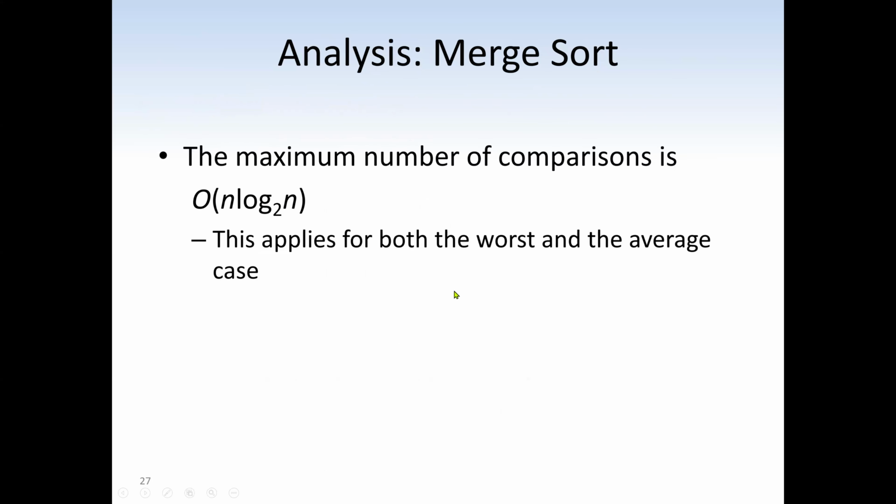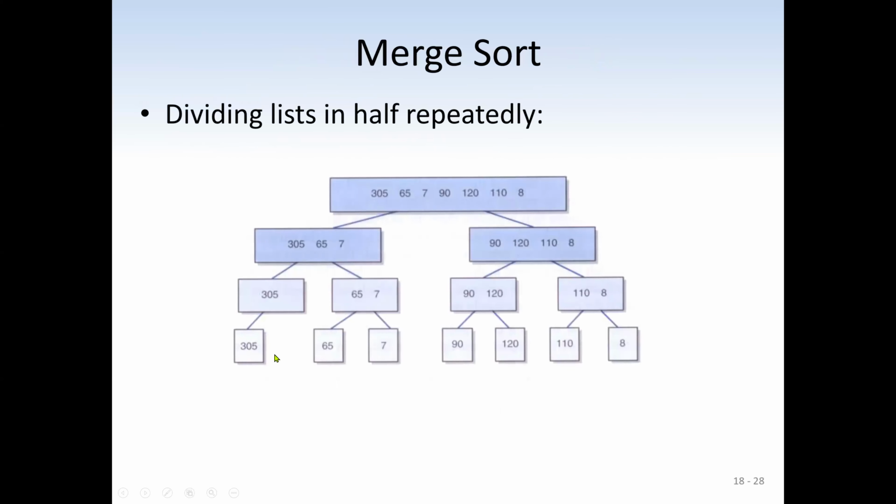So the analysis of merge sort here, we say the maximum number of comparisons is big O n log base 2 n. So this applies for both the worst and also the average case. Dividing the list in half, we can see here we have 305, 657, 790, 120, 110, 8. So first thing we do, we divide the list into half. So we have 305, 657, 890, and 120, 110, and 0. Then we divide into half again, so 3057. And here we divide into half, 90, 120, 110, 8.